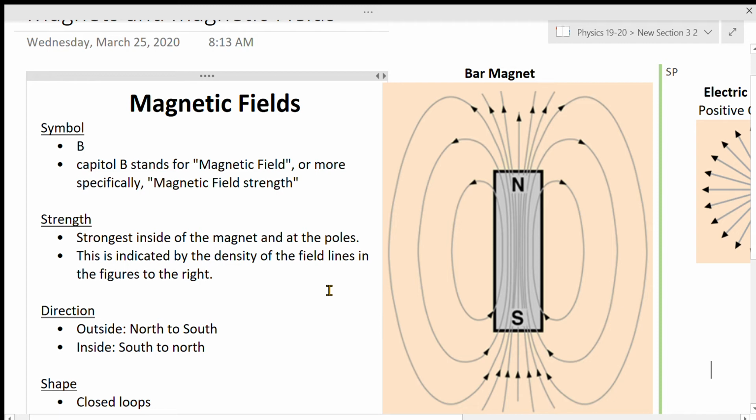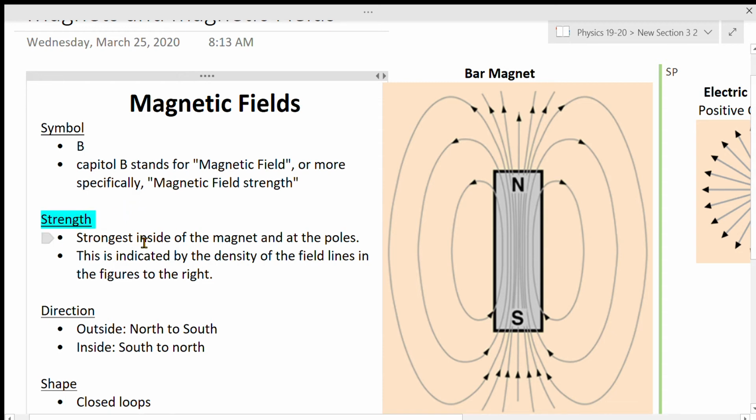Okay, this is going to be my introduction to magnets, or more specifically, magnetic fields that are produced by magnets. First of all, let's be aware of the symbol for magnetic field. It's a capital B. It stands for magnetic field, or more precisely, magnetic field strength. It's also a vector quantity, and it can indicate the direction of a magnetic field, but we'll get to that in a moment. Just be aware of that symbol and what it means, because you'll see it in diagrams and in equations.